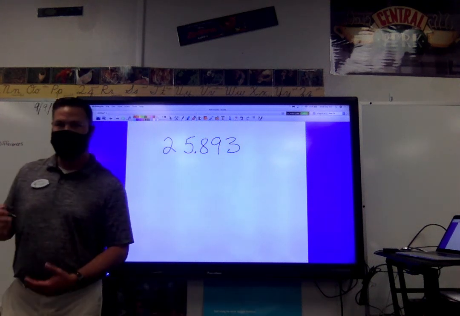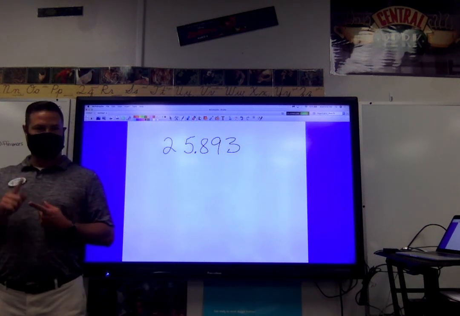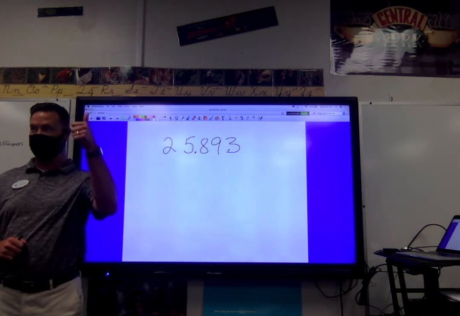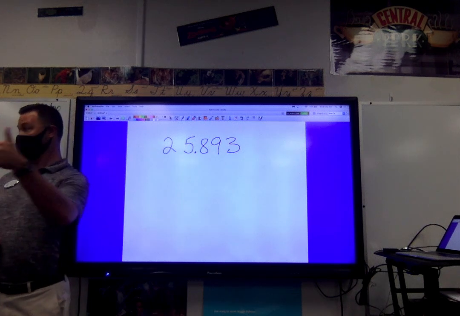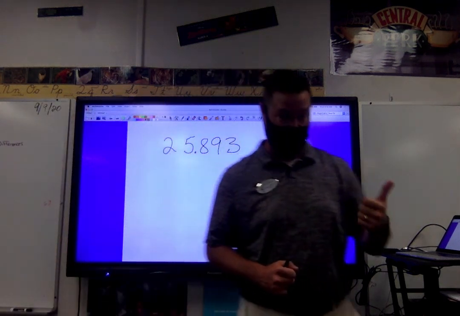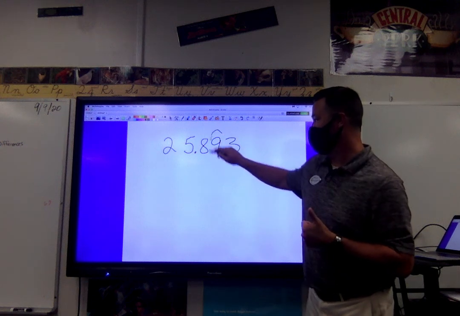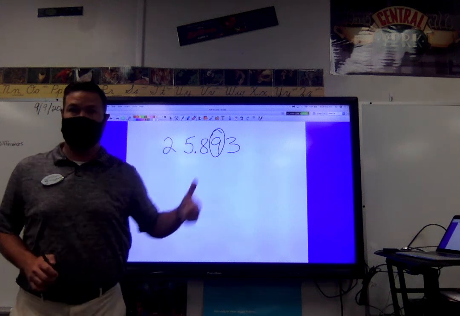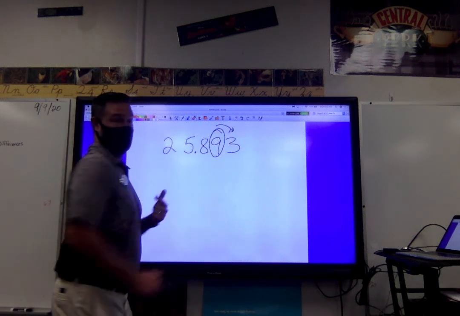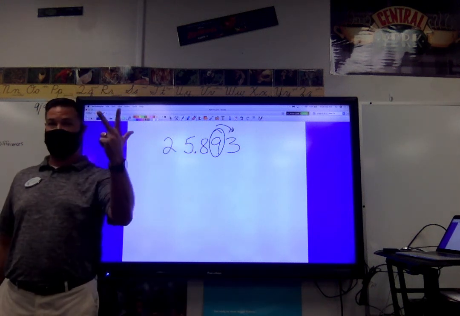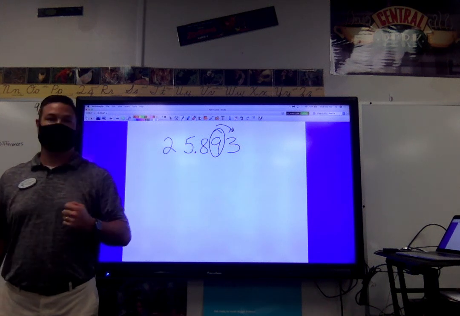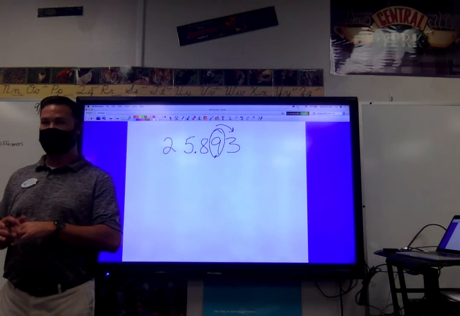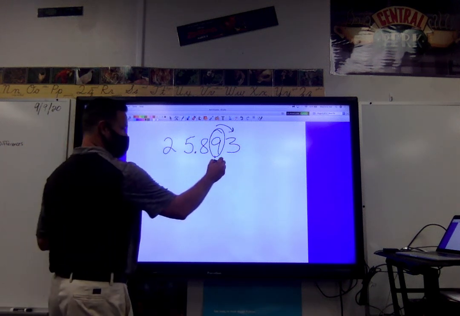What if I said round to the nearest 100th? What's your first step you got to do? Circle the hundredths place, right? What number's in the hundredths place? 9. Step number 2 is what? Look to the right. What number is to the right? 3. Is 3 greater than, less than, or equal to 5? Less than 5. If it's less than 5, what does my 9 do? Stay the same. So 9 stays the same.